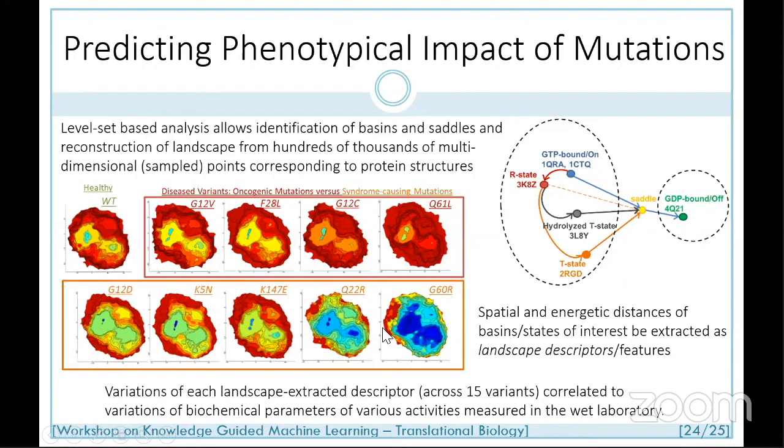We pursued this even further and we extracted descriptors from these landscapes, and we were then able, by training over known biochemical measurements, to tell in great detail what specific mechanisms were impacted by the mutation. So this was our first very successful story of predicting the phenotypical impact of mutations through an algorithm that was able to generate more structures and then to infer the landscape and extract important information from it.